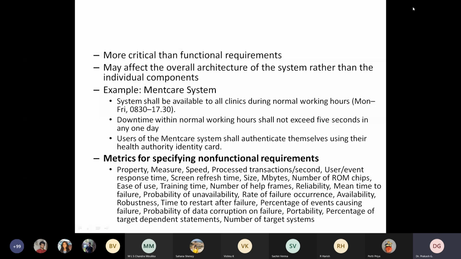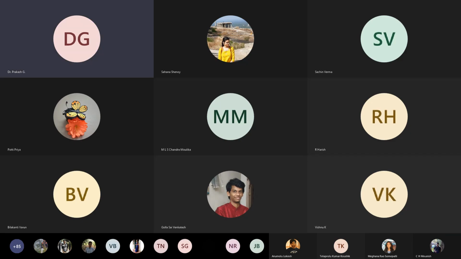In tomorrow's class I will be discussing the development of use cases. If there is any doubt, you can ask me.